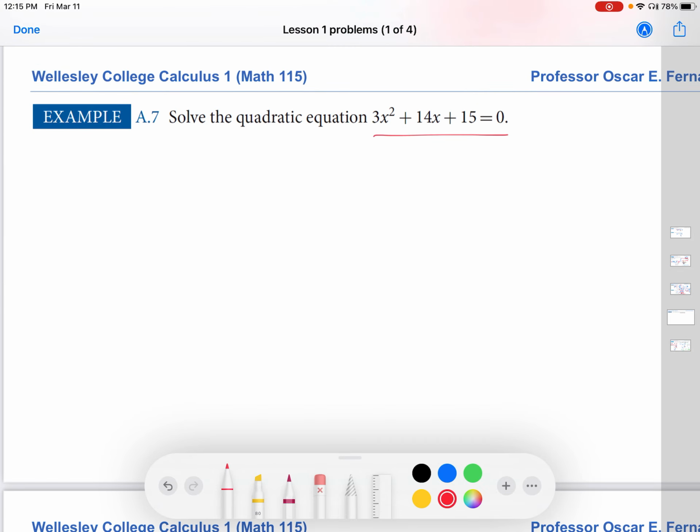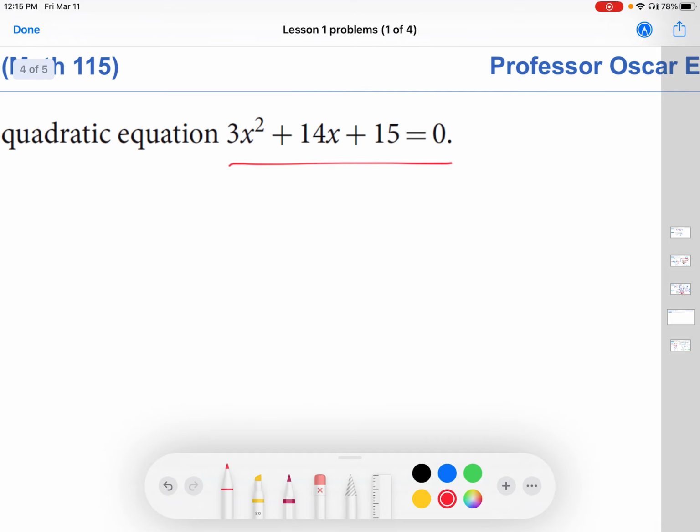So now for the last one here, this one's going to go a little faster. And the reason that it's going to go faster is that factoring here is not going to work so well. So let's talk about this quadratic equation. So we're looking to solve 3x squared plus 14x plus 15. You can try and try and try, and factoring is not going to work, right?